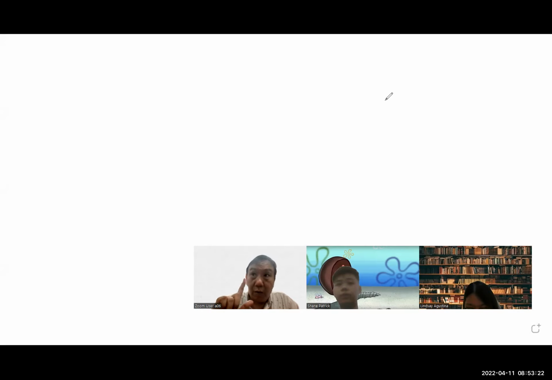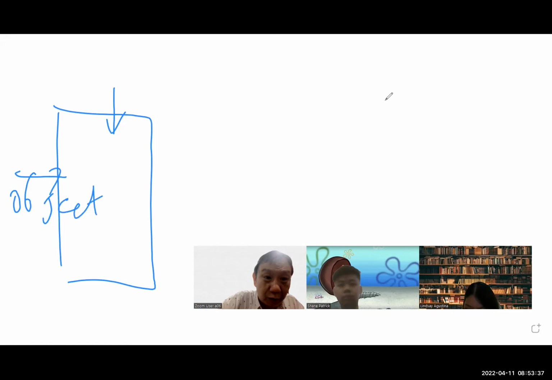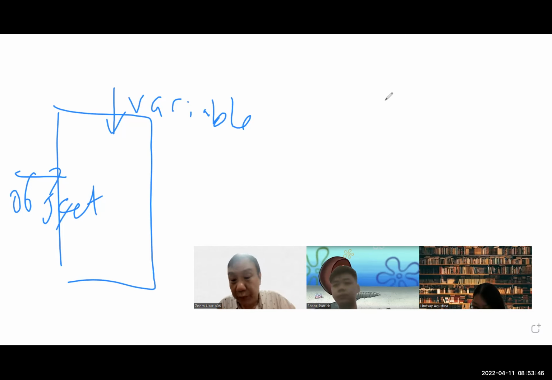Now, if you have data, you have rows and you have columns, isn't it? In your row, this is the object, and this is called the variable. Our agreement is every row represents the object, every column represents the variable. Now, there are two ways to represent this as a vector.